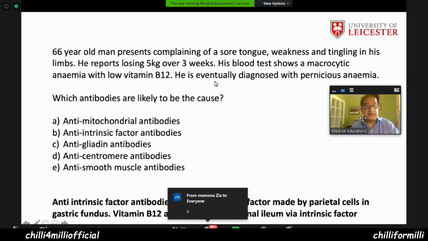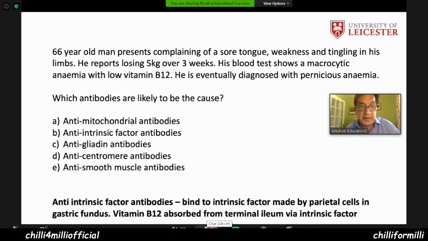So anti-intrinsic factor antibodies bind to intrinsic factor made by parietal cells in the gastric fundus. Vitamin B12 is absorbed from the terminal ileum via intrinsic factor, right? Just a little reminder for you. Yes, Huria, this is pernicious anemia. You're right.